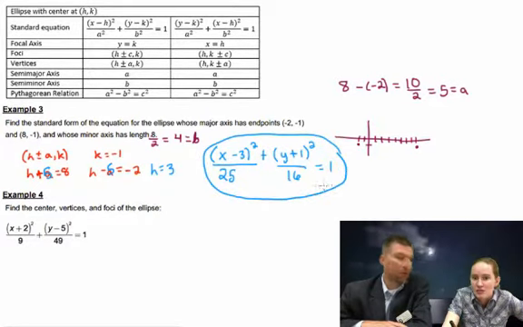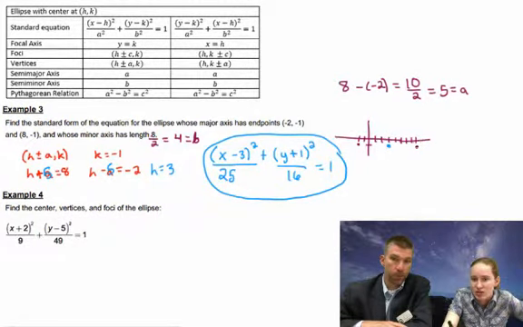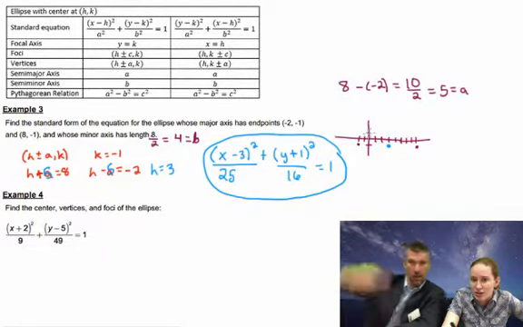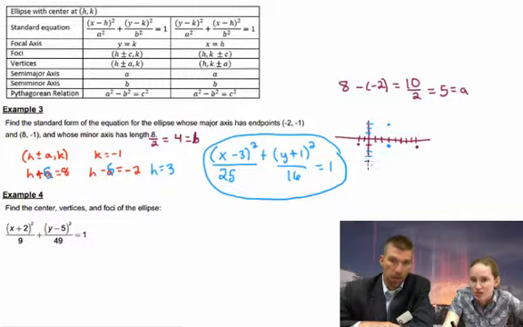Bingo, bango, bongo. Now, if you're drawing this out, which it doesn't ask us to, our center point is right here. We go left and right 5, up and down 4. So it's almost circle-y, but not quite. And then you just draw your ellipse.